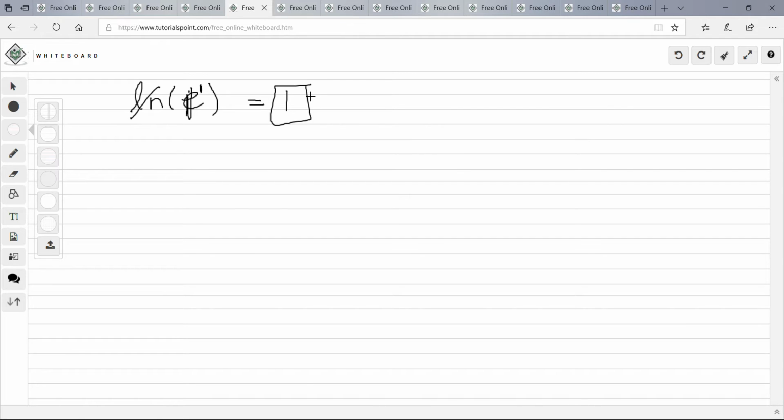What about this one? Ln of e to the negative 5. Same rule, since the ln and e are inverses, they cancel. And then you're just left with the exponent, so you're just left with negative 5. What about this one?